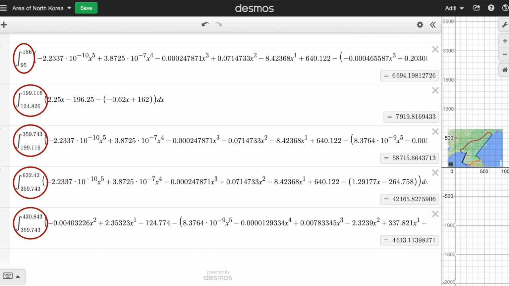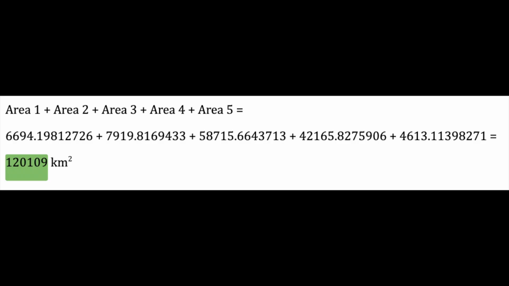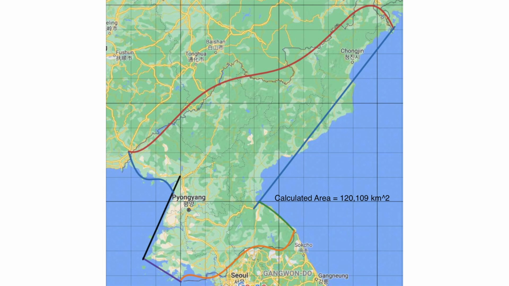What was trickiest was setting the integral boundaries for each section. The bottom regression function was always subtracted from the top regression function when integrating. Finally, all calculated integrals were added and totaled 120,109. Because the scale factor was already set to 1:1, no further calculations were needed to obtain this value, which is my calculated area of North Korea.